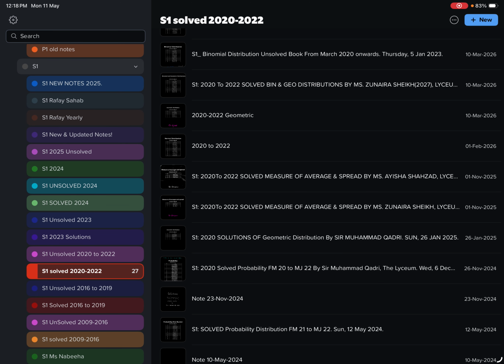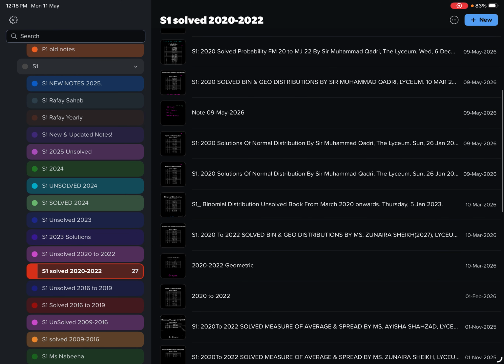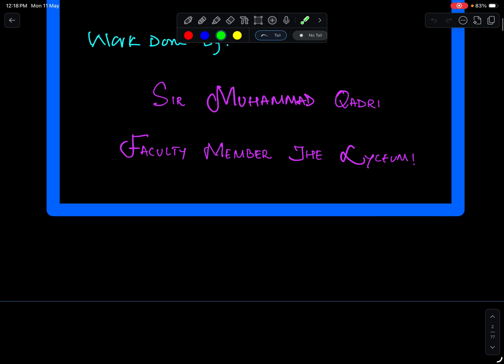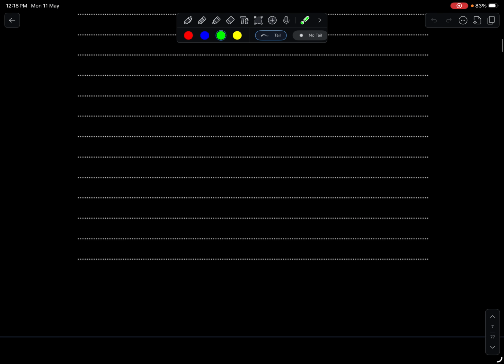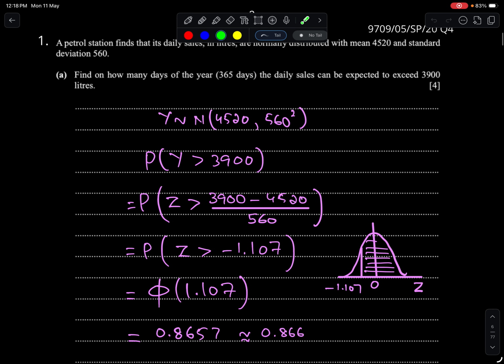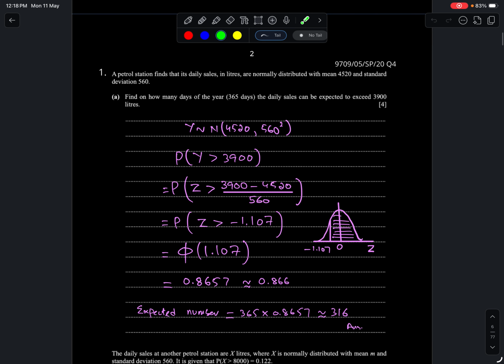All right, the next is normal distribution. So in normal distribution, you must know where to use phi and where to use 1 minus phi inverse. You must remember these things. So for small area, for large area, always use phi. This area is large, so use phi, and make sure you write your answer up to 3SF. Expected number is n times this probability. And make sure you round the number correctly.